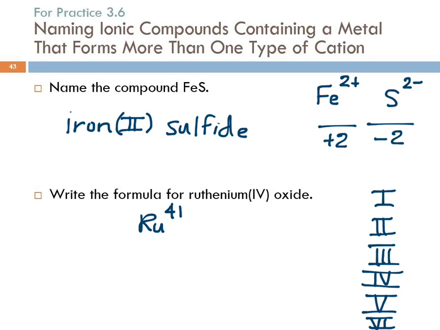Ruthenium 4+. And oxide has what charge? 2-. This is an example of where crisscross can get you in trouble. Because you look at these and you've got 4 and 2, they're not the same, so you do crisscross and you get Ru2O4. What's wrong with that? It's not the lowest ratio, right? The lowest ratio is RuO2.